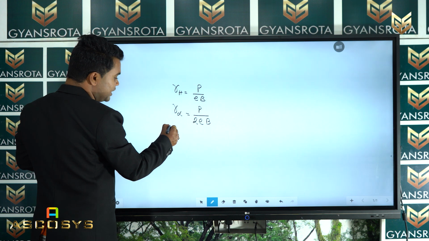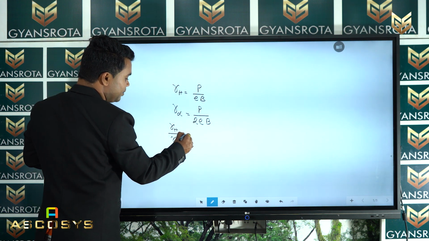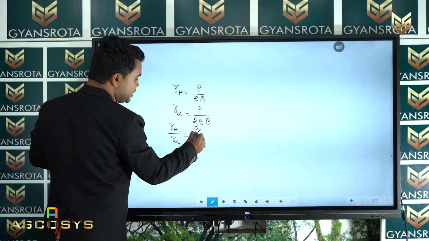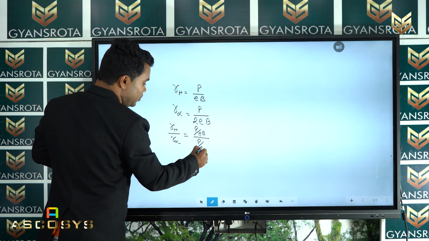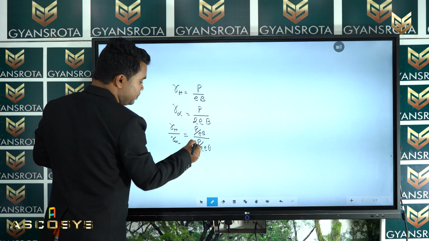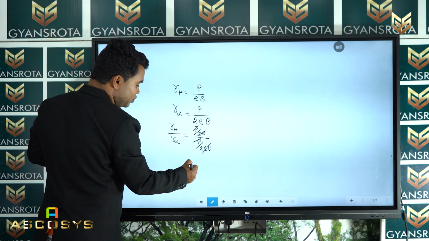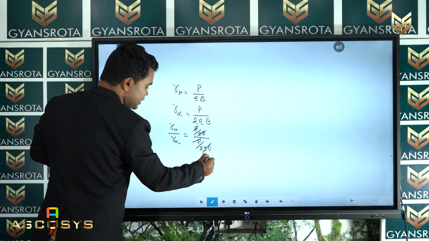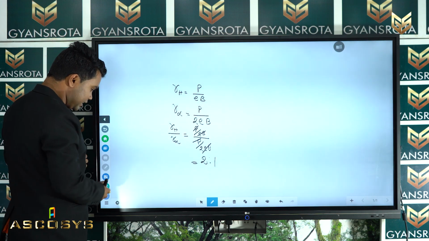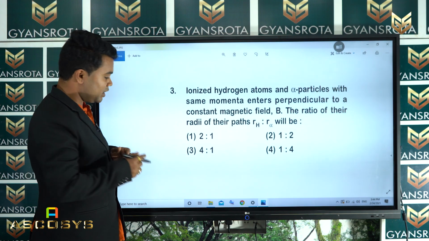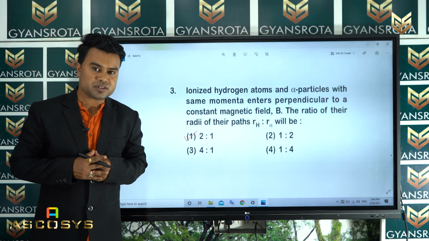Now simply you have to take the ratio RH divided by R of alpha, where R of H is P divided by EB and this one is P divided by twice of EB. Now P and P cancel out, EB cancels out, the 2 will move up, and the answer will be 2:1. So let us see in the options which one will be the correct answer. Option number 1 will be your right answer. So this is how you can solve this question.